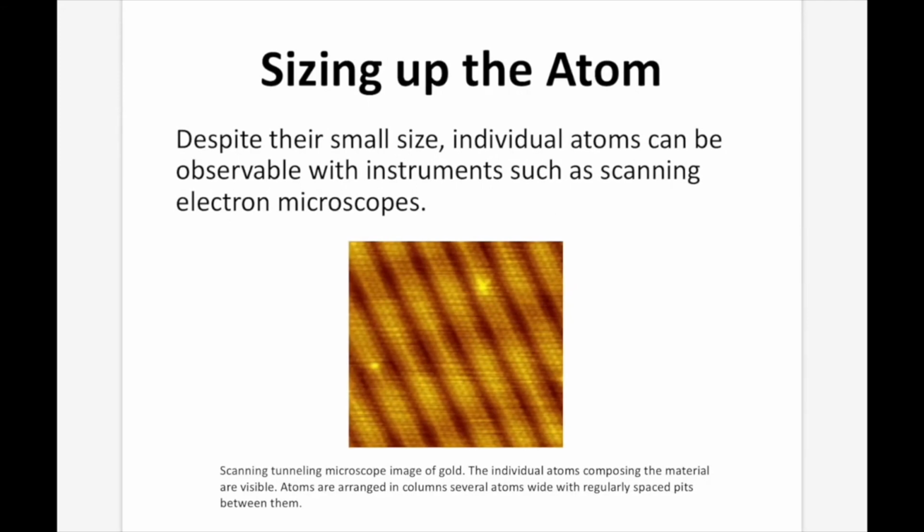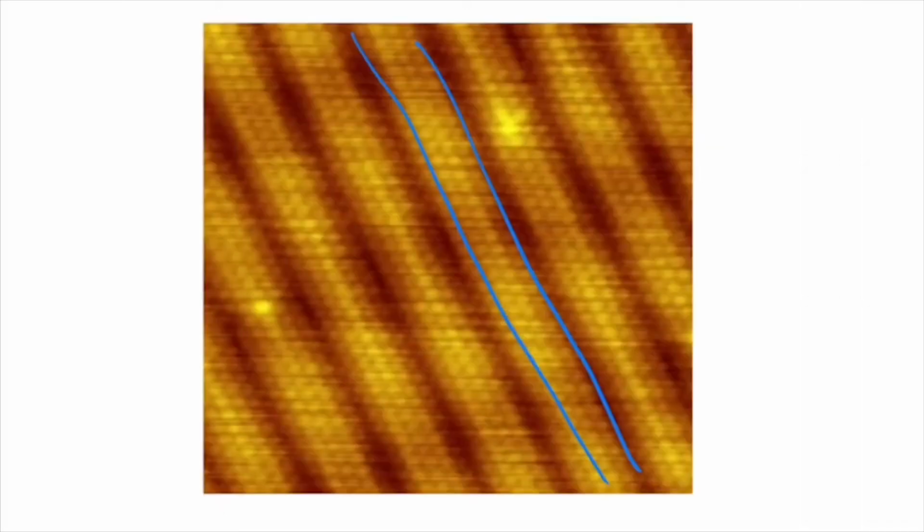This image here is a scanning tunneling microscope image of gold. You can see the individual atoms composing the material. They're arranged in columns several atoms wide with regularly spaced pits between them. And if you look carefully, you can see our columns here. You're going to see that there are about 1, 2, 3, 4 to 5 atoms all the way across. And then you have these pits between them, these black areas here.